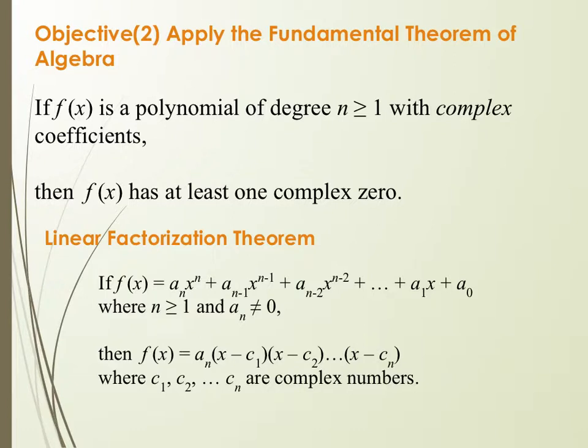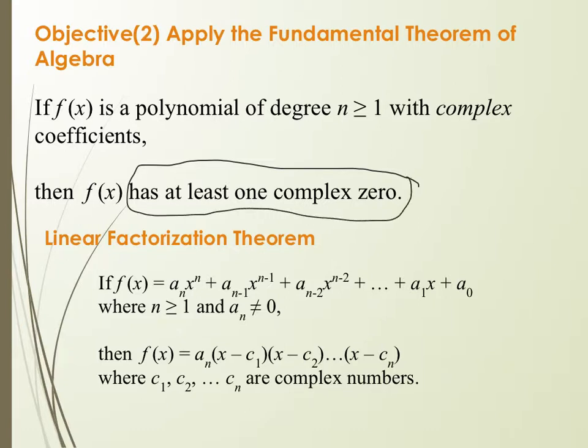Our second objective is to apply the fundamental theorem of algebra. If f of x is a polynomial of degree n greater than 1 with complex coefficients, then f of x has at least one complex zero. This is very important because if in fact I have a polynomial of any degree, chances are that I have at least one complex factor. So that's the most important thing, at least one, right?